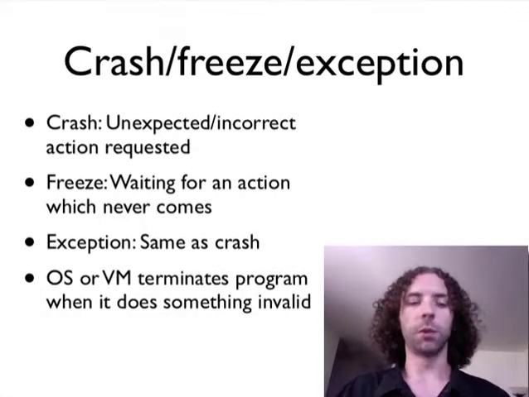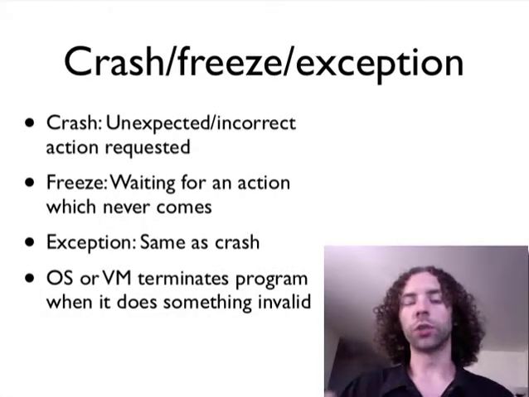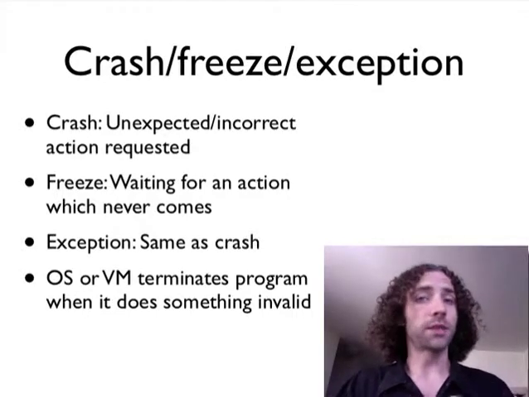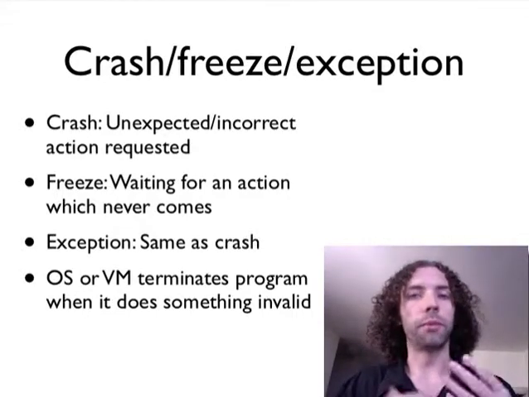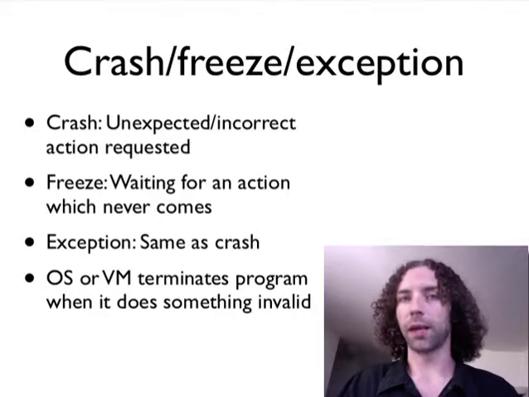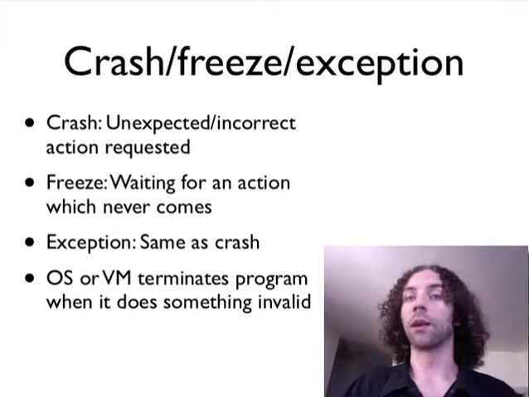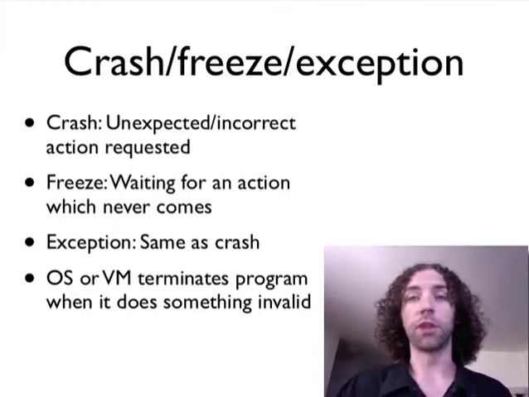So a crash itself is when the operating system or a virtual machine terminates a program when it does something that's invalid. Now, what's interesting about this is that the operating system or the VM doesn't actually know what your program does. It doesn't know if it's doing it correctly or not. But every once in a while, if the program has done something really bad, if it's really gone off the rails, it'll do something the operating system can notice.